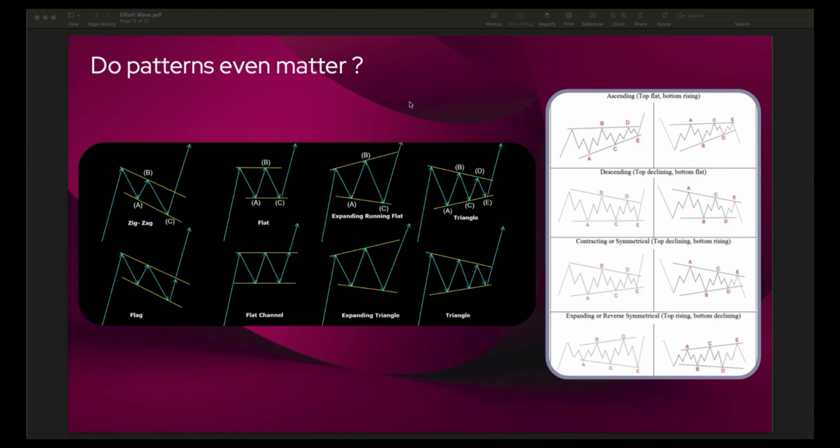Now I wanted to include this last portion for this episode: do patterns even matter? Again, I want you to take a look at all these patterns here. What do you notice? What is the one thing you notice? I'm going to give you one tip. It has to do with entries. I'm going to give you a couple seconds here. Think about it.